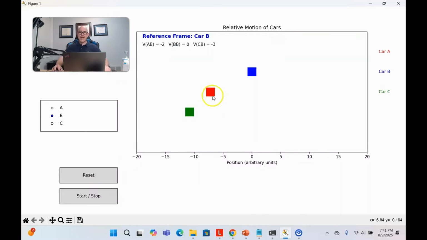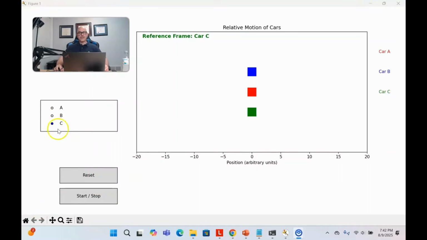Remember, in the reference frame of A, A was at rest and they saw car B moving to the right at 2 meters per second. The velocity of car C relative to B is -3 meters per second. Recalling car A's reference frame, car B was moving to the right at 2 meters per second and C was moving to the left at -1 meter per second. They had a relative velocity of 3 meters per second. The relative velocity has to be the same in all reference frames.